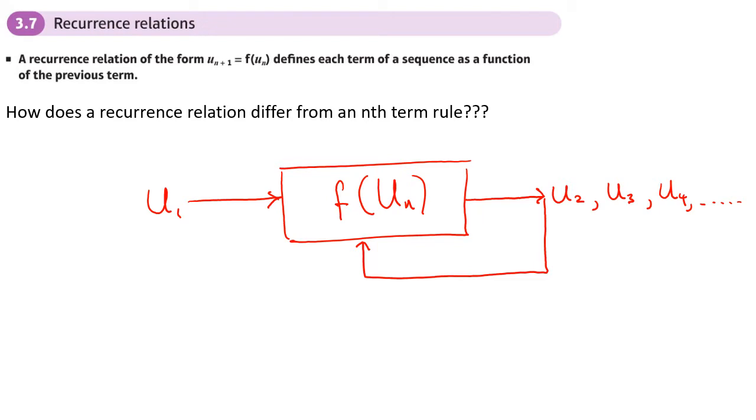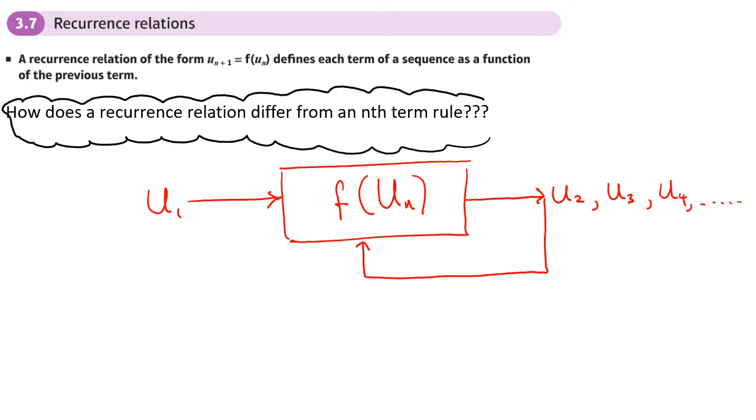Now I've put here, how does a recurrence relation differ from an nth term rule? Well, an nth term rule, you put the term number in to get the term. With a recurrence relation, you put the last number in to get the next term. So you always need the last one to get the next one.